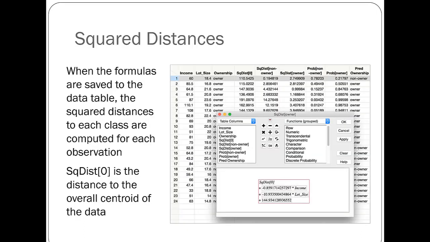We can see what the discriminant functions look like, if we want to, and this is an output we'll see in JMP, and we'll look at that in a different video.